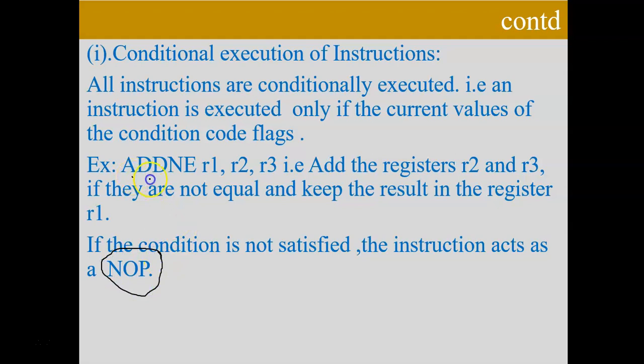Let us take an example. ADDNE R1, R2, R3. What is the meaning of this? Add if not equal R1, R2, R3. So you have three registers here. You add the contents of the 32-bit registers R2 and R3. If they are not equal, you add them, and after this, you keep the result in R1. This is called conditional execution of instructions. This is not normally available in normal CISC processors. So what is the advantage of this? Whenever you don't require an instruction, you can stop executing it. That can save time because that instruction will become a no operation. It simply acts like a small delay instruction.